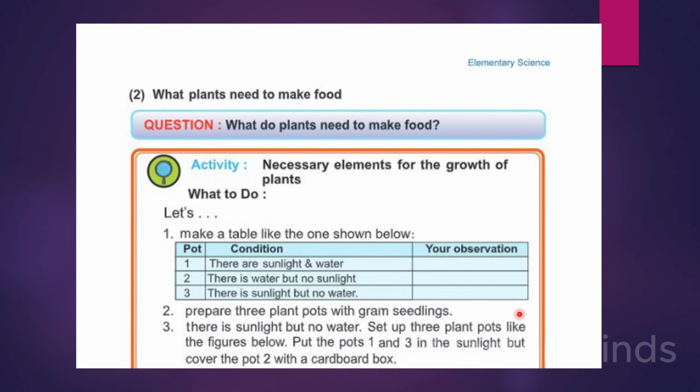Next page. Task 2: What plants need to make food. Question: What do plants need to make food? Activity: necessary elements for the growth of plants. So we have to answer this task by making this table. So let's see the answer.